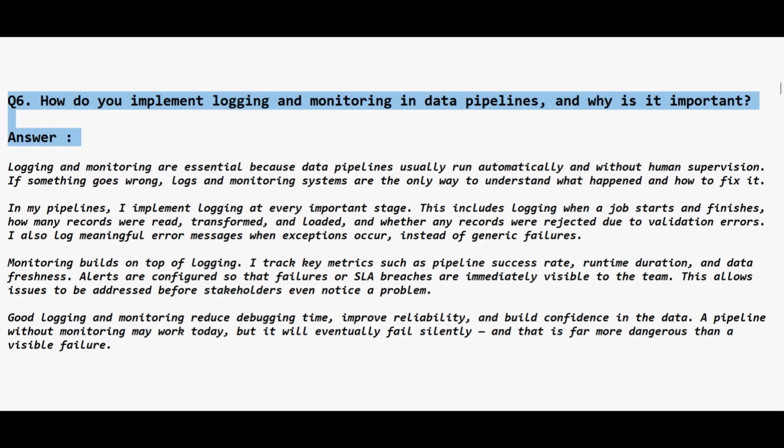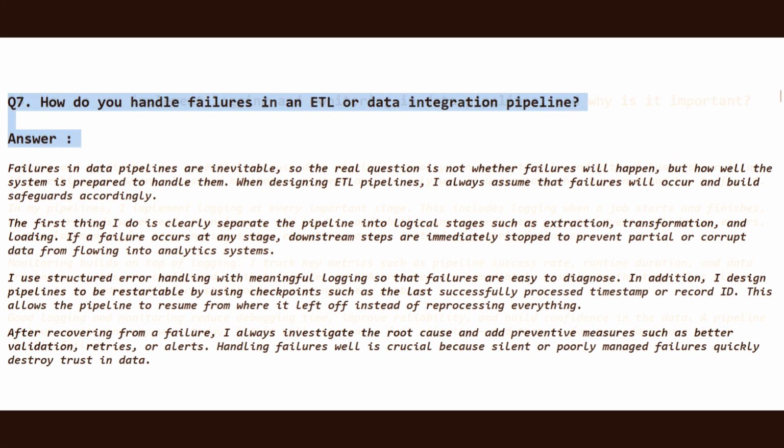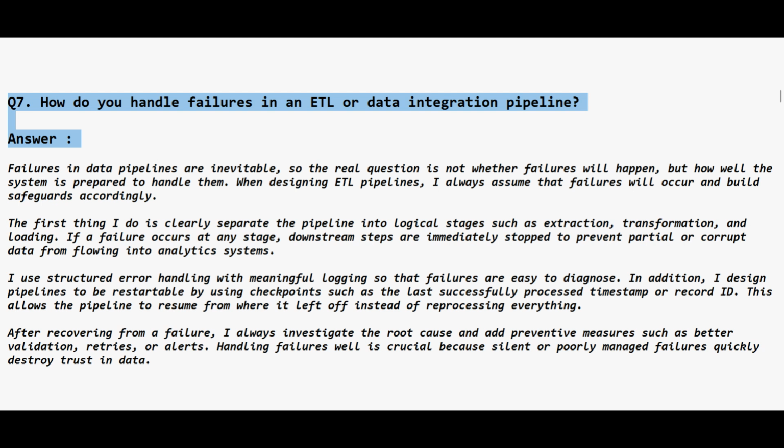A pipeline without monitoring may work today, but it will eventually fail silently, and that is far more dangerous than a visible failure. Question 7. How do you handle failures in an ETL or data integration pipeline? Answer. Failures in data pipelines are inevitable, so the real question is not whether failures will happen, but how well the system is prepared to handle them.